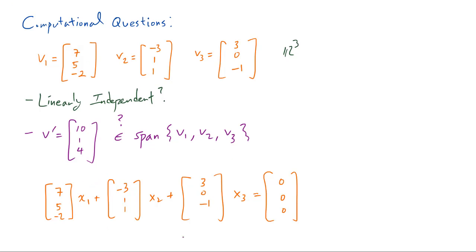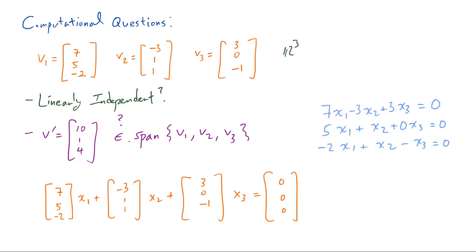And one thing to realize here is that this is really a system of linear equations. What I mean by this is if you look at the first row, say, we have 7 times x1 minus 3 times x2 plus 3 times x3 is 0. And you can do something similar for the second and third row, and we get something like this. So the linear independence question really comes down to asking whether the system of linear equations has a solution that's not just (0, 0, 0).